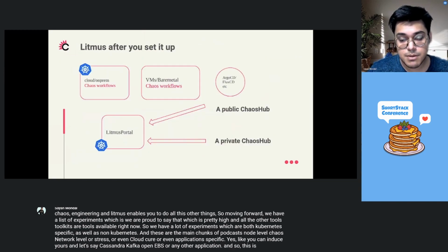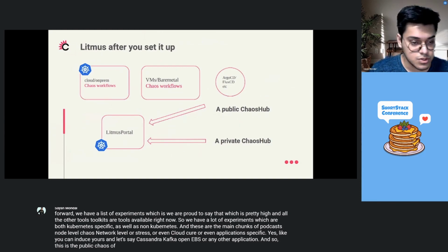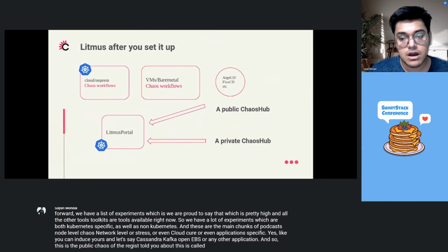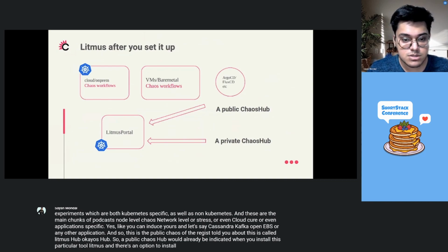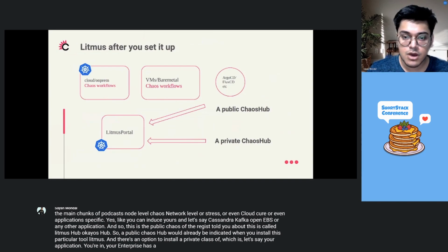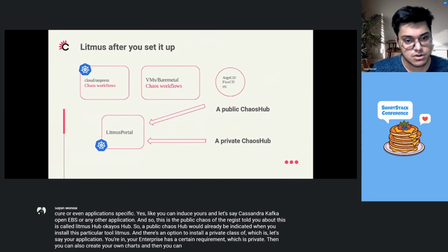This is the public chaos hub that I just told you about. This is called Litmus Chaos Hub. So a public Chaos Hub would already be integrated when you install this particular tool, Litmus. And there's also an option to install a private Chaos Hub, which is, let's say, if your enterprise has a certain requirement which is private. Then you can also create your own charts, and then you can integrate them into Litmus.